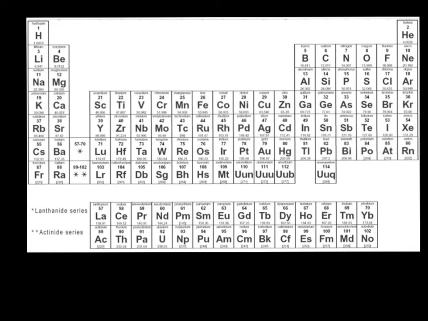The periodic table is organized based on how these levels fill. For example, everything in the first column right here ends with s1. Everything in the second column ends with s2. This whole section ends in d1, d2, d3, all the way up to d10. In fact, this is called the d block.